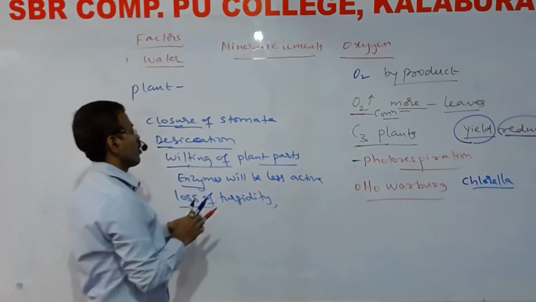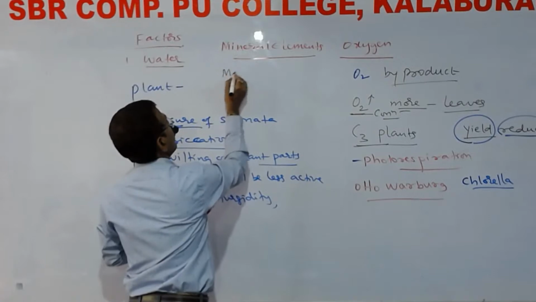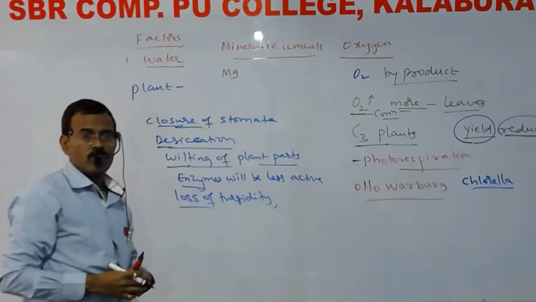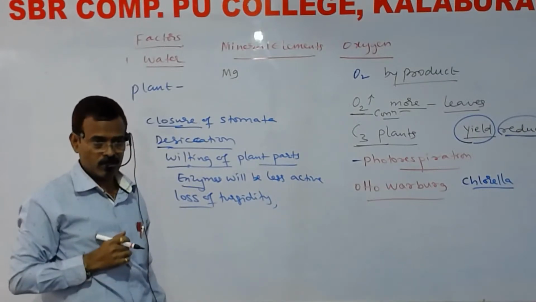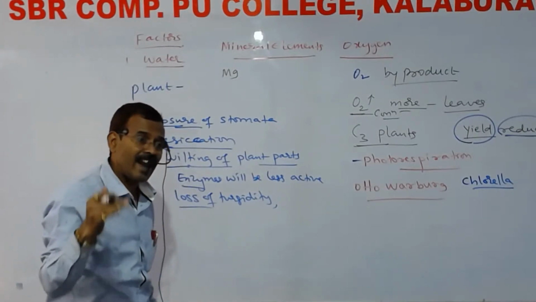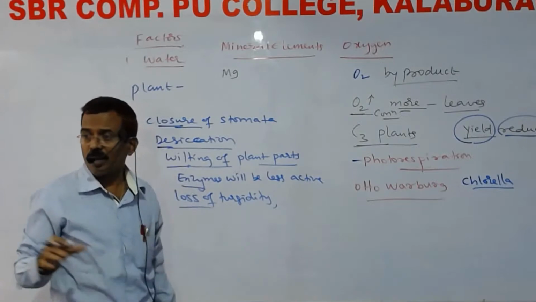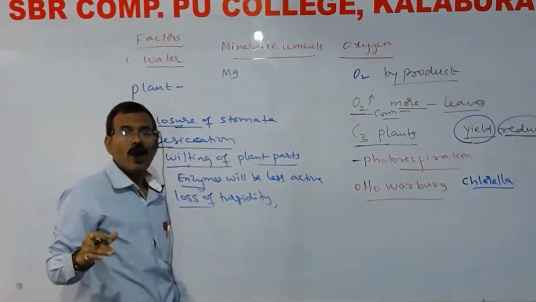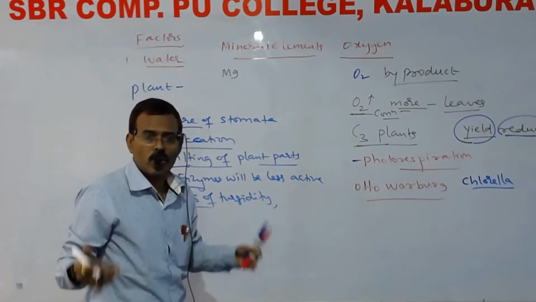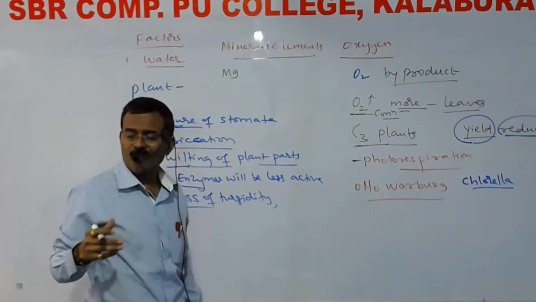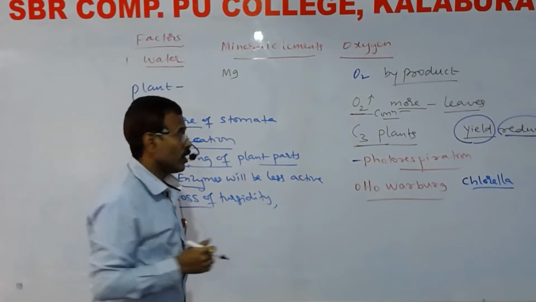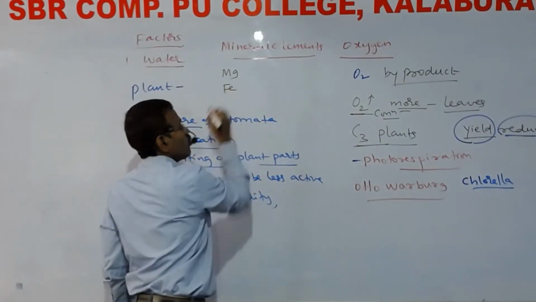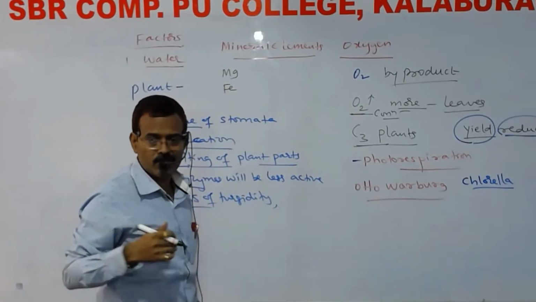These mineral elements are mainly, one is magnesium. See, magnesium is very essential for chlorophyll synthesis. Suppose a plant does not get an adequate amount of magnesium, then it leads to lack of chlorophyll molecules. The chlorophyll synthesis will not be there without magnesium. Even iron is also required for chlorophyll synthesis.